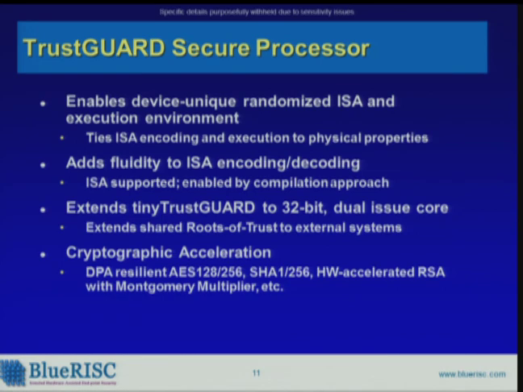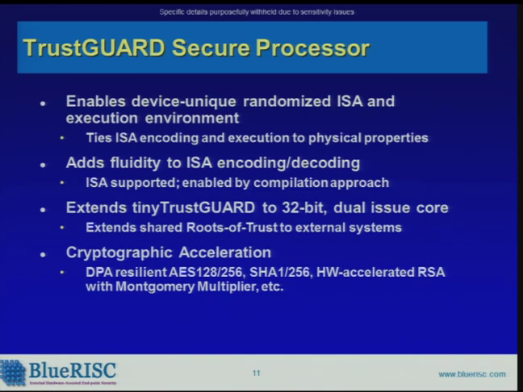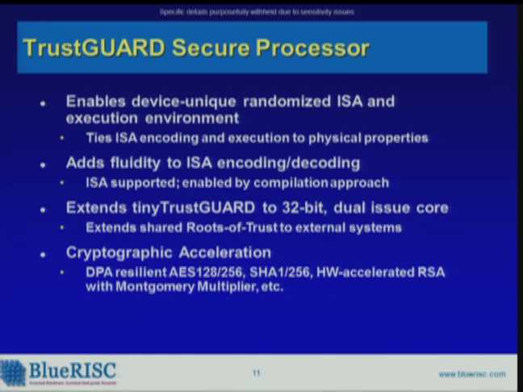In addition to making it device unique, TrustGuard also has other architectural features that add the ability to have fluidity in the ISA. What I mean by fluidity is that depending on the path in which the program is executing, the ISA itself and the ISA encoding will change. And there's architectural support that enables that. So rather than an attacker having to figure out one ISA, based on how the software is actually executing, the reverse engineering becomes much, much more difficult because they have to identify multiple ISAs depending on the execution paths.